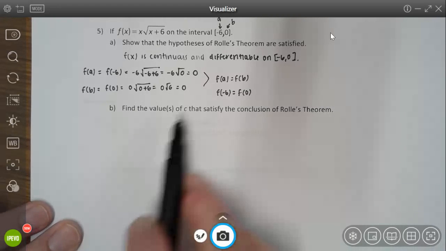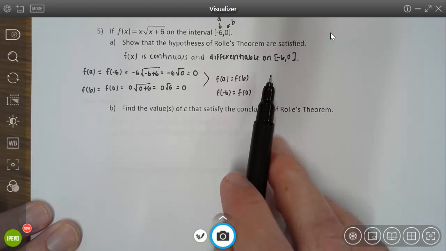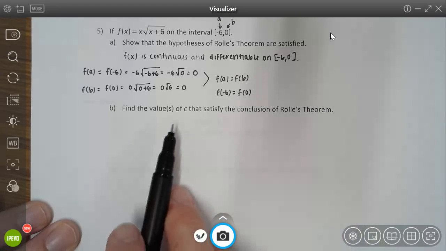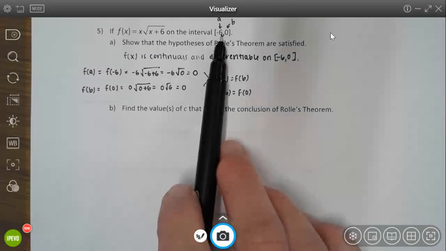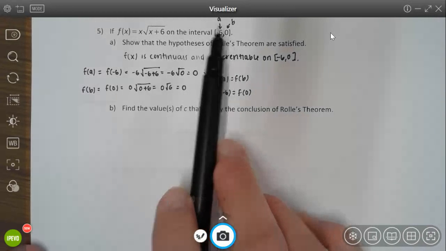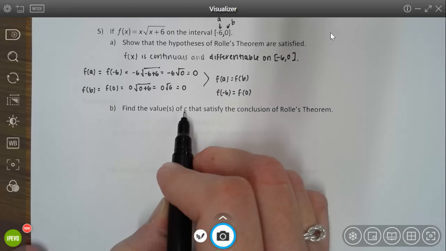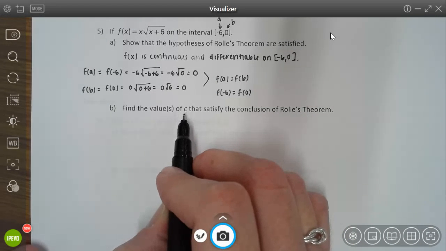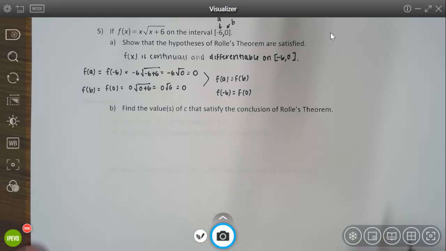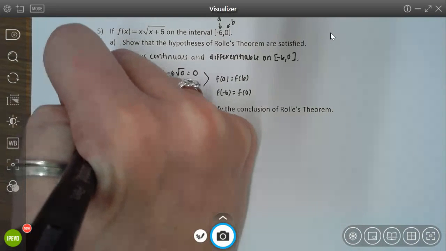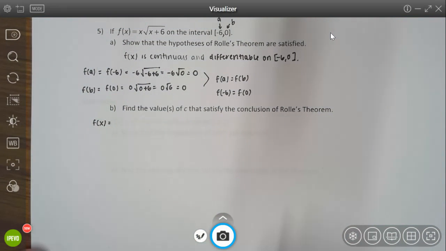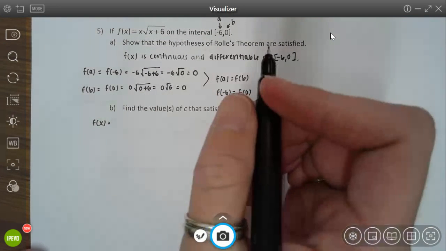Okay, so once we know that Rolle's theorem is satisfied and we can use it on this problem, we want to find the values of c that satisfy this conclusion. So we want to know basically on the interval from -6 to 0, where is that c, or that x value, where that horizontal tangent is. So first thing we want to do is figure out where that horizontal tangent is happening. So we do want to take the derivative.